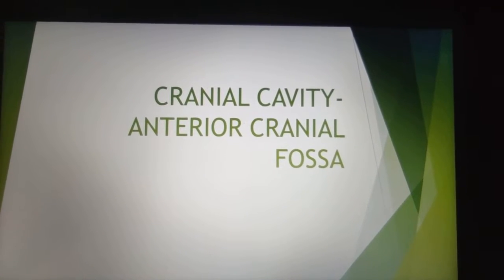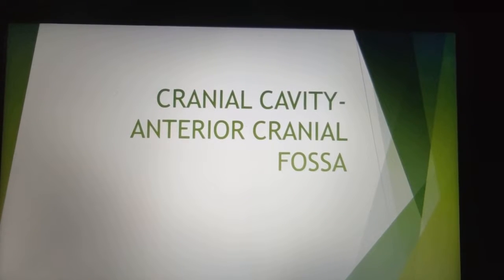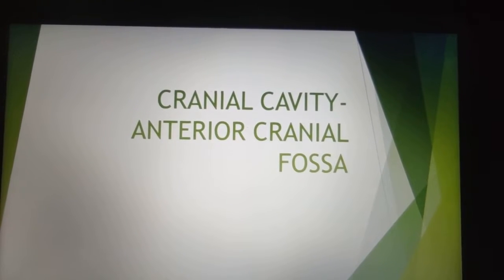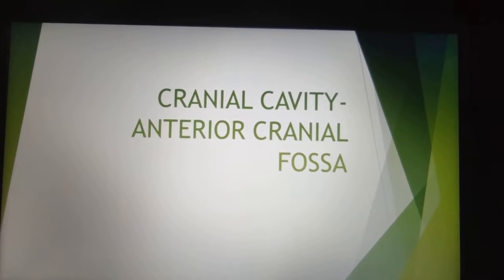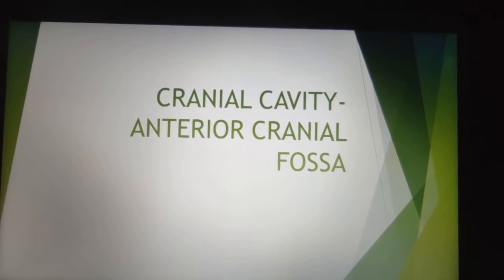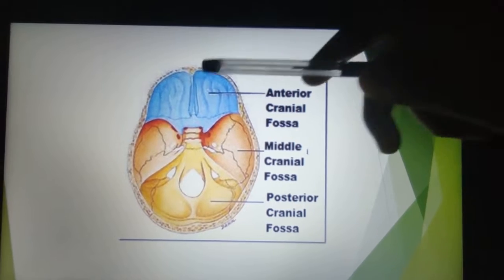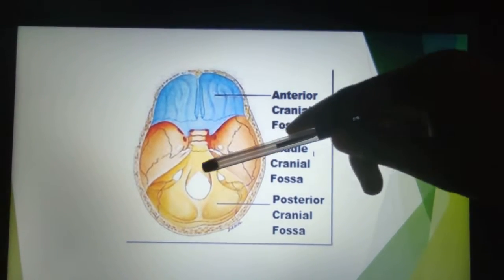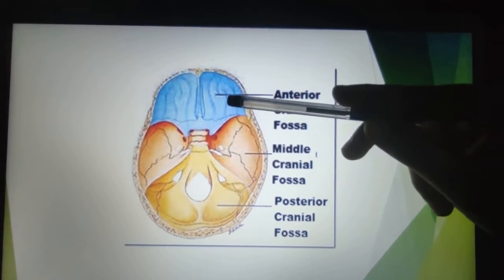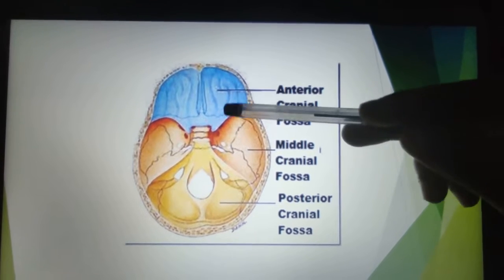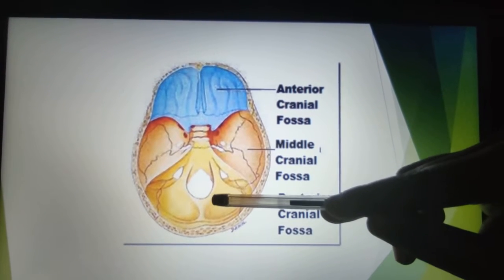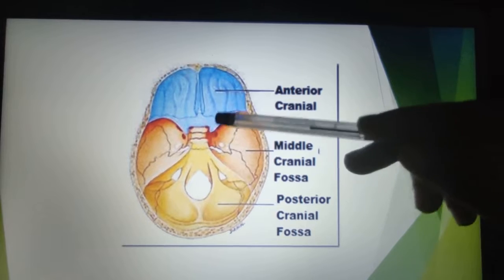So today I'll be discussing the interior of the base of the skull, or intracranial cavity. The floor of the cranial cavity is divided into three fossae, or three parts. This is the interior of the skull. It is divided into three parts: anterior cranial fossa, middle cranial fossa and posterior cranial fossa.